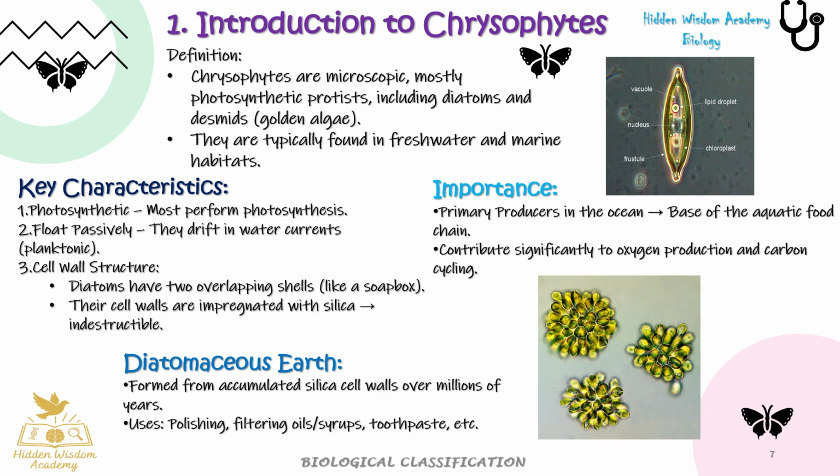Diatomaceous earth is formed from accumulated silica cell walls over millions of years. Uses of diatomaceous earth are polishing, filtering oils and syrups, toothpaste, etc. Importance of chrysophytes: primary producers in the ocean, base of the aquatic food chain. Contribute significantly to oxygen production and carbon cycling.